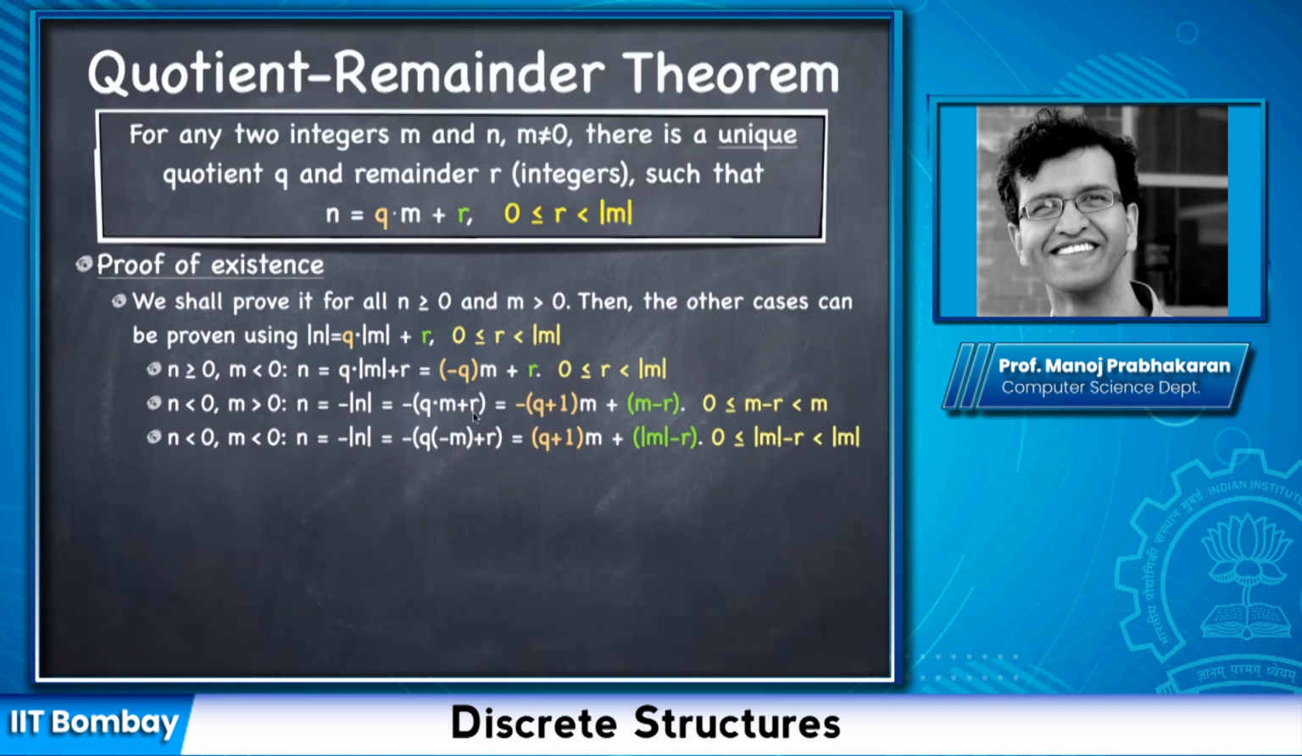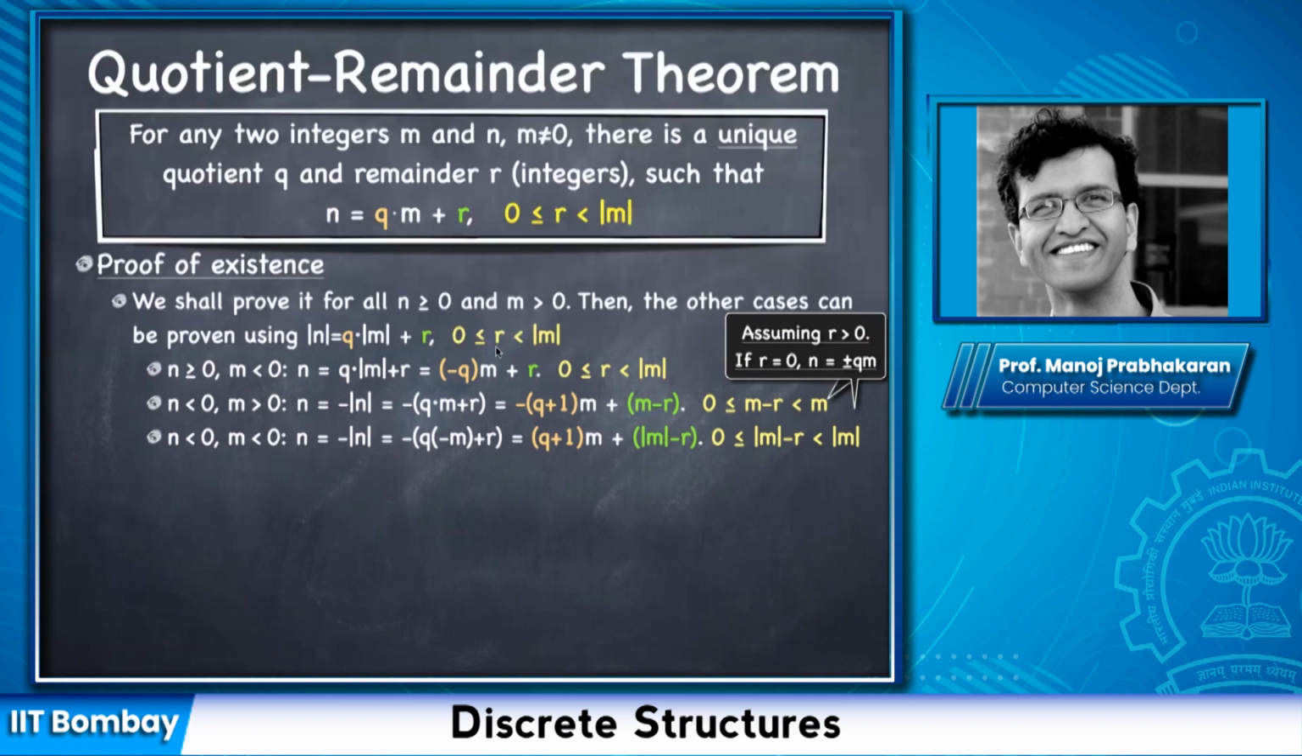And minus r may not be a valid remainder because originally r lies in this range, and if it is positive, then minus r is a negative number, and that is not okay for us. So in that case, instead of r, we'll take m minus r to be the remainder. So I add and subtract m here, so that I get minus q plus 1 times m. Okay, and I'll take minus q plus 1 as the quotient and m minus r as the remainder. That is if r is strictly positive.